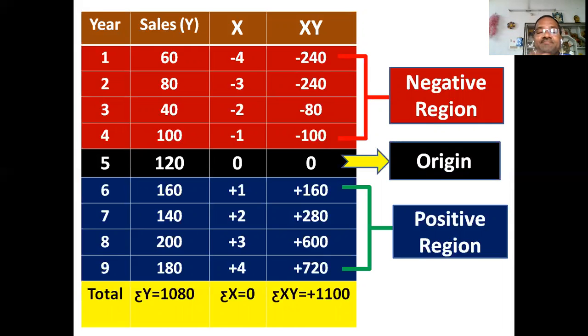So when the problem is given in an odd number case, the center year will become the origin region, and the backward years of the origin region will be called the negative region. Forward years will be called the positive region. So from the origin point, either backward years or forward years can be increased by 1. So that we have taken.